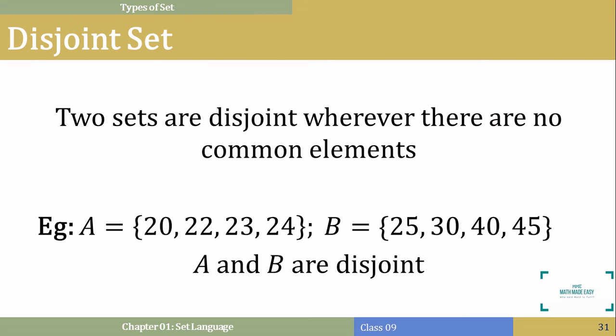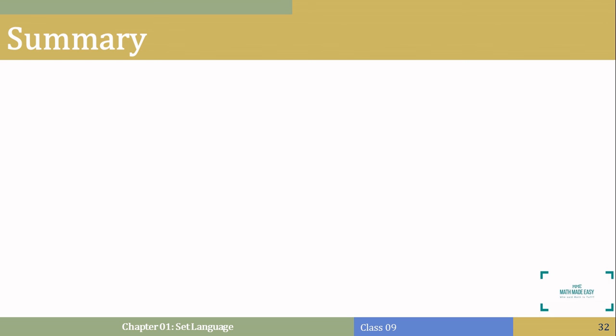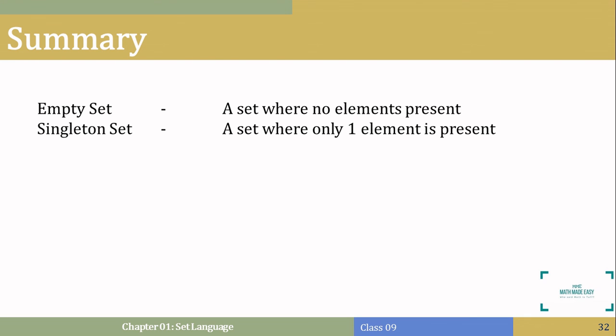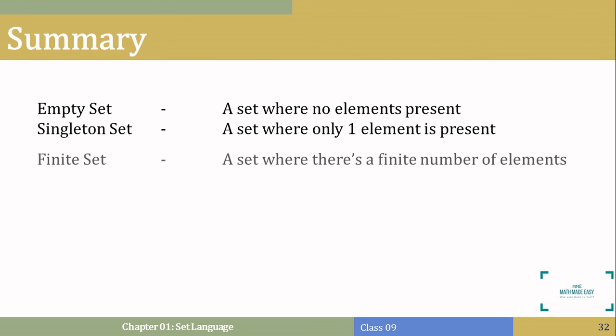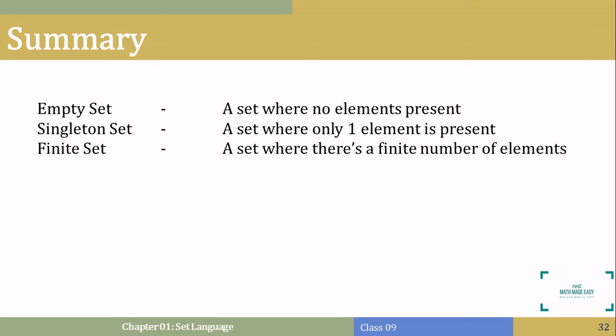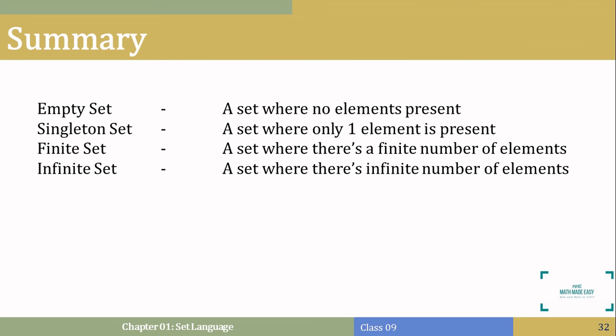So to summarize the last two videos which we saw, an empty set is a set where no elements are present, or the cardinality of that set is 0. A singleton set is a set where only one element is present, or the cardinality of that set is 1. A finite set is a set where there is a finite number of elements. An infinite set is a set where there is an infinite number of elements.